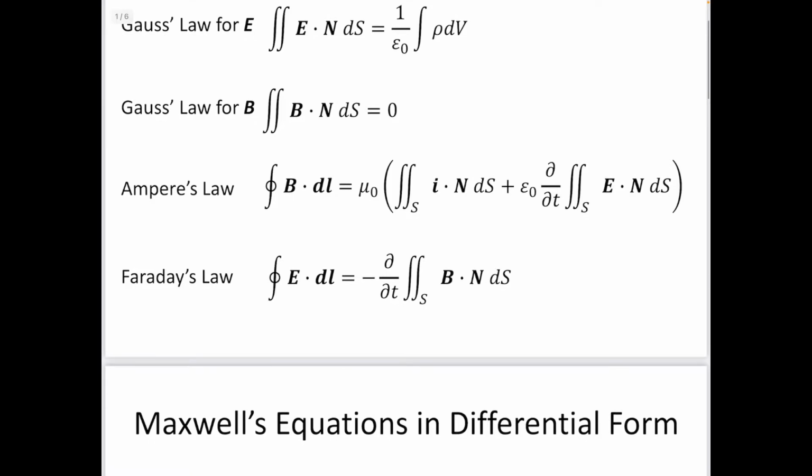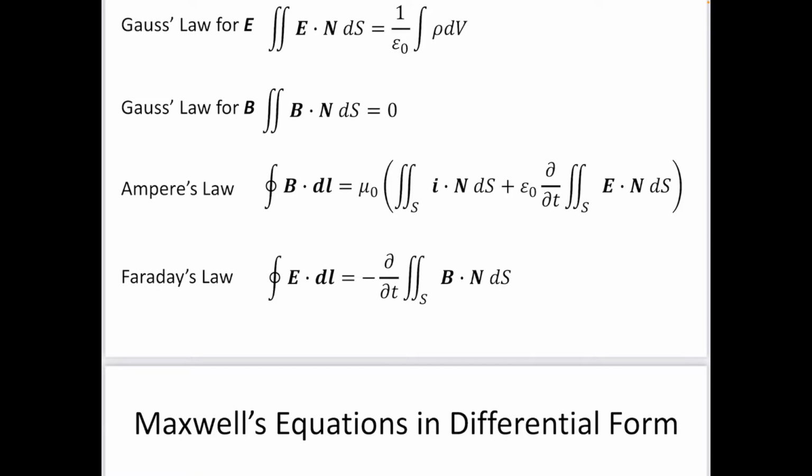Ampere's law. Here I introduced the displacement current derived by James Maxwell. The line integral of B over the closed path is equal to mu sub 0 times two terms. The first term is the integral of the current density over the cross surface, plus epsilon sub 0 times the derivative with respect to time of the surface integral of E over the surface.